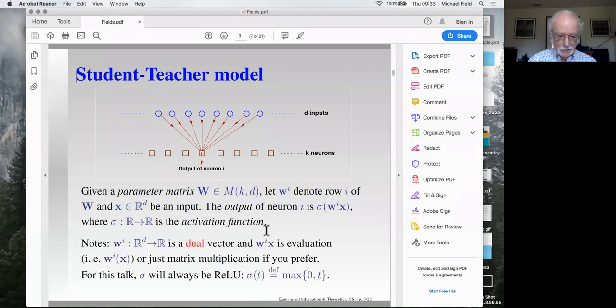And there we go. Let me just say a few things here, because the notation's a little non-standard, especially for people coming from computer science. So the row of the parameter matrix is a dual vector. It's not actually a vector. And so when I write Wix, that's just a valuation. So I'm not using transposes here. There's a reason for this.